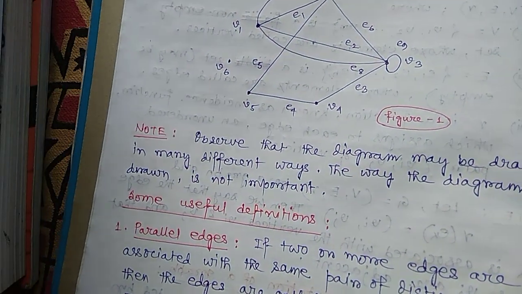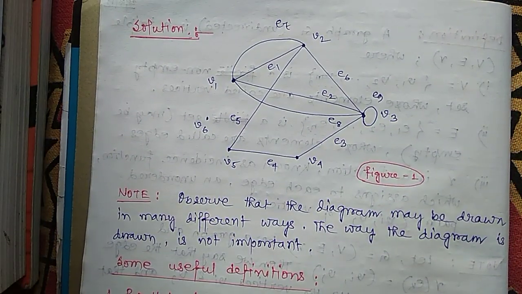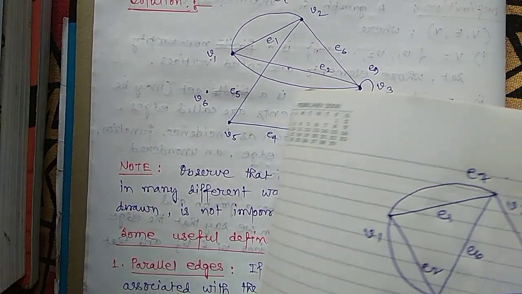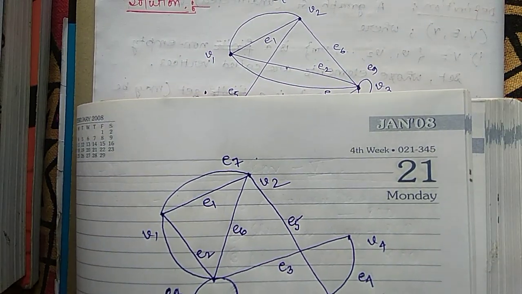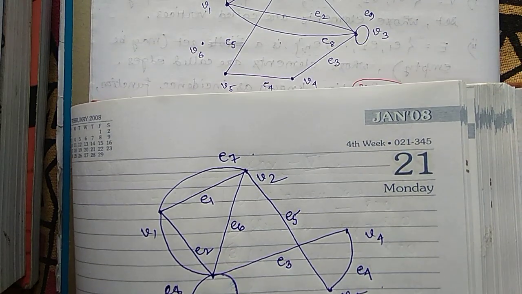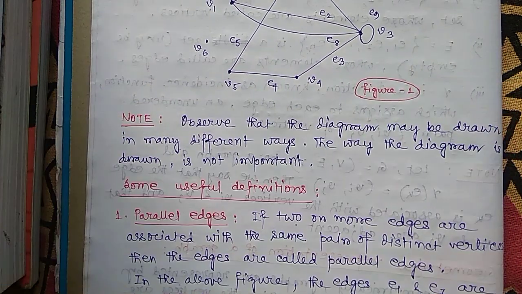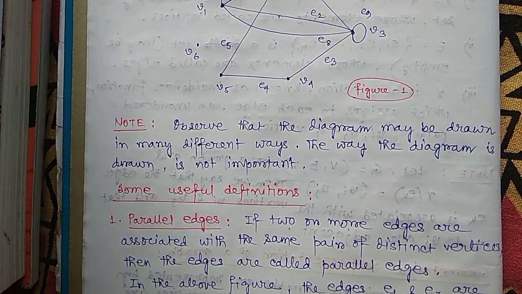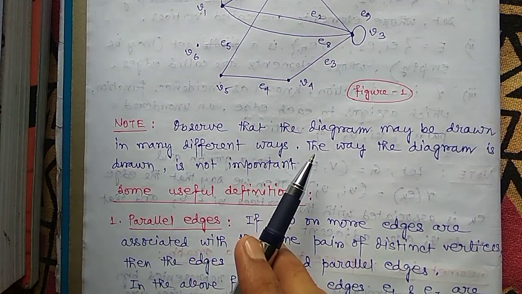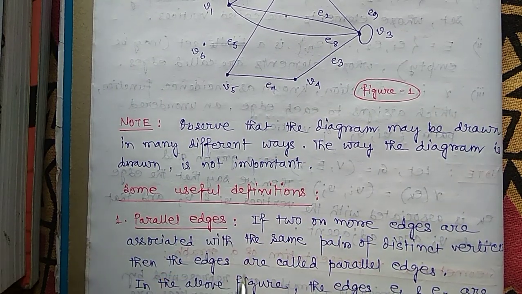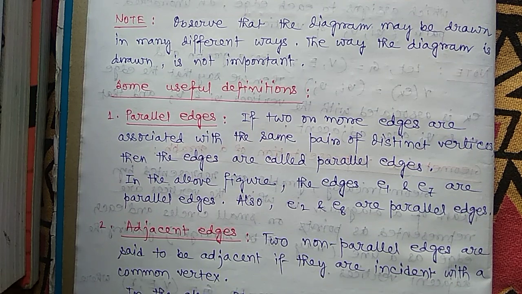Already I have drawn it. Look at the two figures, they are totally different. Observe that the diagram may be drawn in many different ways. The way the diagram is drawn is not important. Now come to some more definitions.